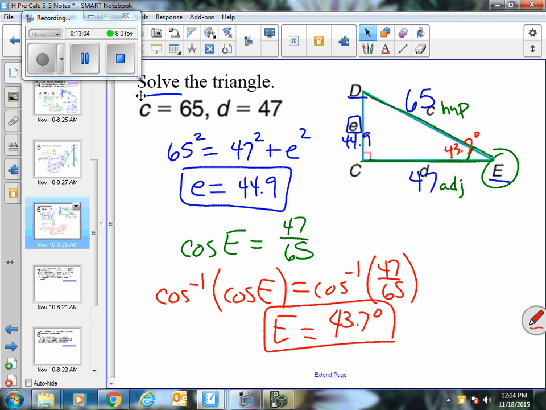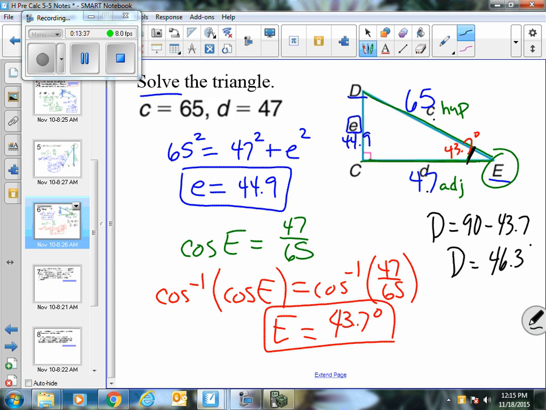Okay, now to find your other angle, the last thing, angle D, do you have to use a trig ratio? Well, you sure could, right? Because we could set it up. We could do sine, we could do tangent, we could do any of those, really, because we know all the sides. If we wanted to use unrounded values, I would do sine of angle D equals 47 over 65, and you could solve. But since I already know one of the angles, all I have to do is subtract from 90. That's the quickest way. But it's not wrong to do a trig ratio. You're going to get the same answer either way. So we end up with 46.3 degrees.